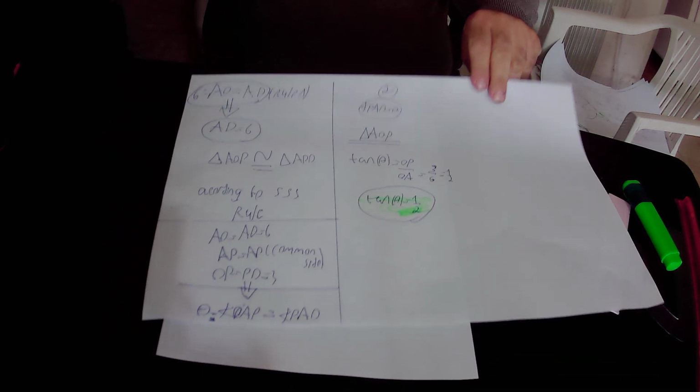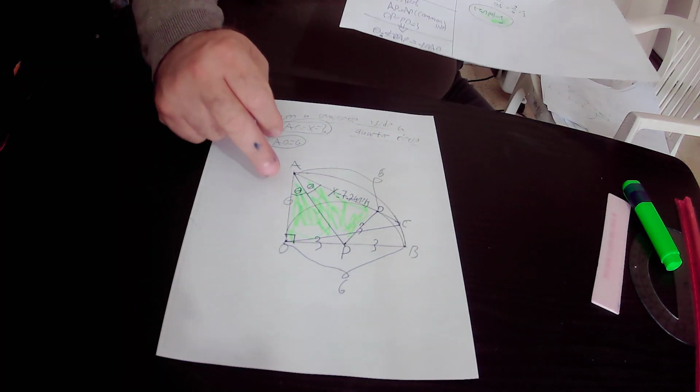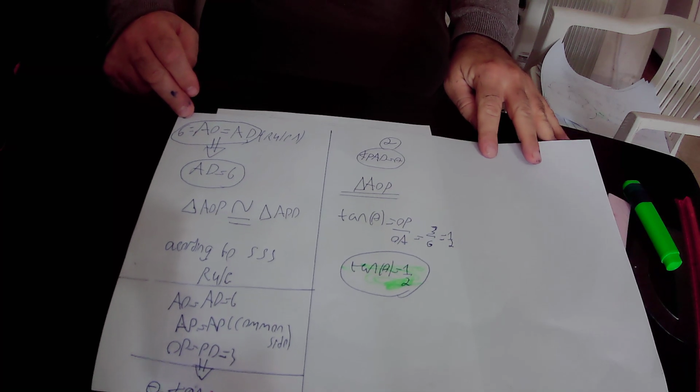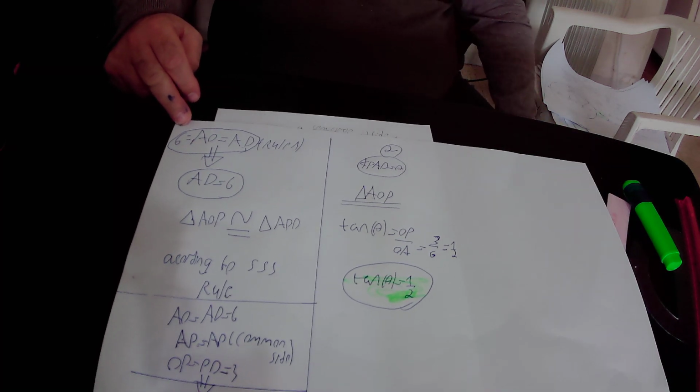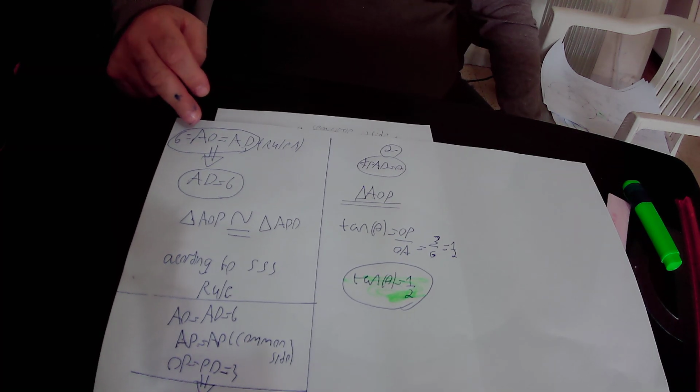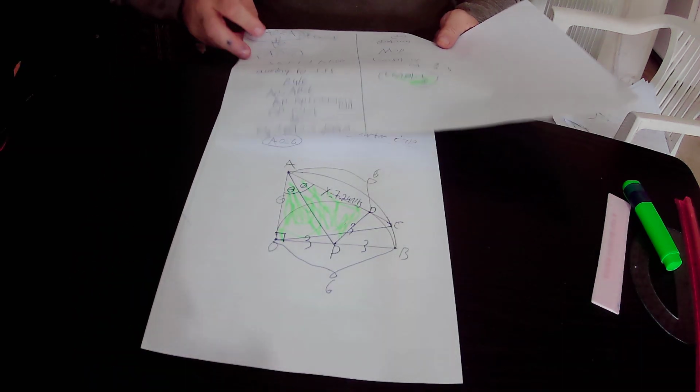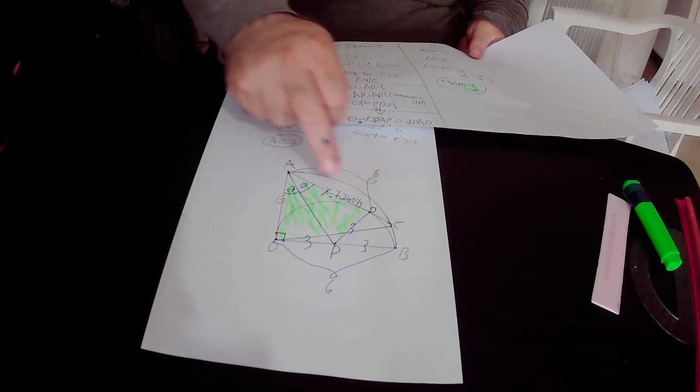According to what is given in the question, AO equals 6 units. So we can write here that AO equals 6 units. And from this equation, 6 equals AO equals AD, we derive that AD is also equal to 6 units.